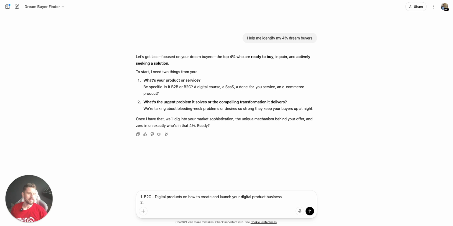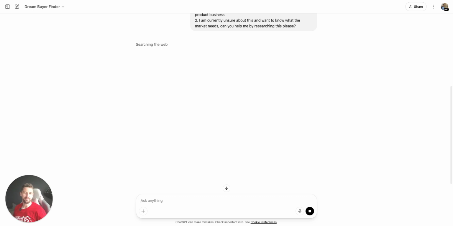Right, what is the urgent problem it solves, or the compelling transformation that it delivers? Well, we haven't figured our product out yet, and that's what we want you to find out, don't we? So we're going to say, I am currently unsure about this. I want to know what the market needs. Can you help me by researching this, please? I'll give my dog some fuss while that's happening.